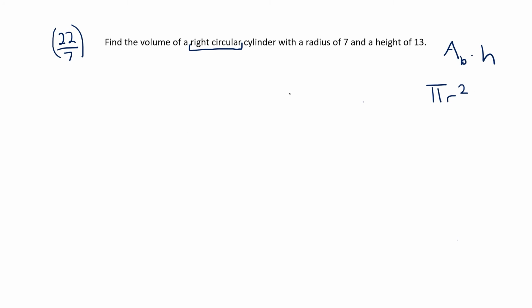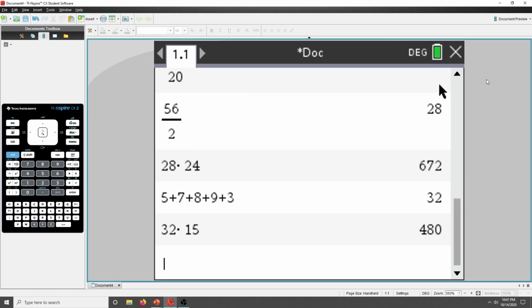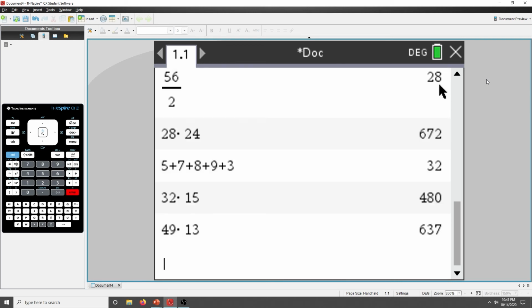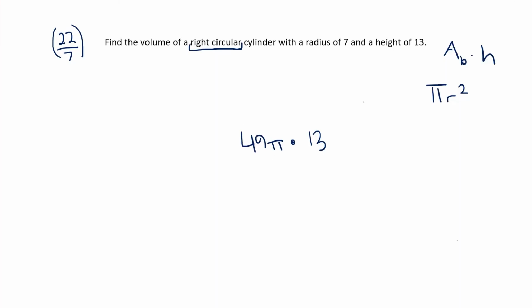So pi r squared is 49. So 49 pi times our height, which is 13. So 49 times 13 is 637, and I'm going to leave that pi like that. So 637 pi. And then you would just multiply 637 times 22 over 7 to evaluate this, and it'll give you some long decimal thing. We don't need to do that right now.